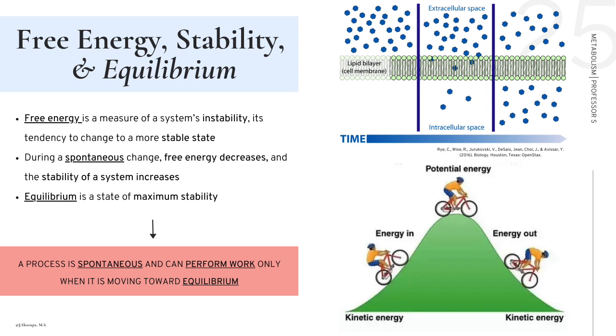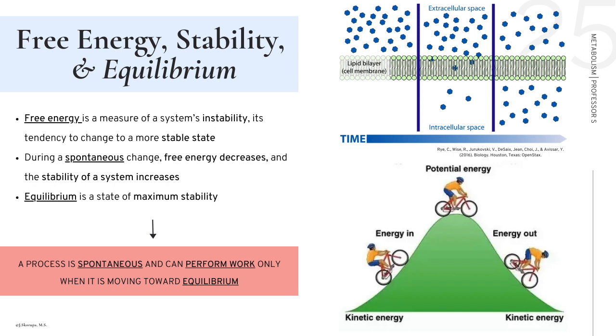Now, let's begin to apply the concept of Gibbs free energy to living systems. We now know free energy is the usable energy that can cause change and do work. Another way of looking at it is that free energy is a measure of a system's instability, its tendency to change to a more stable state. During a spontaneous change, free energy decreases because we're using it to perform work, and the stability of a system increases. Here's an easy way to remember this.